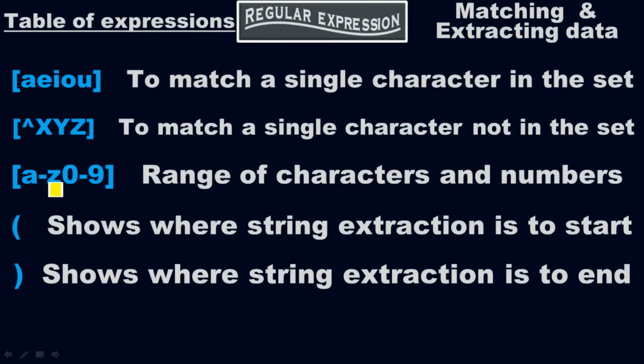But what about A up to Z and then 0 up to 9? This is the range of characters and the range of numbers. From a to z is the range of characters in lowercase, and from 0 up to 9 is the range of the integers, like 0, 1, 2, 3, 4, 5, 6, 7, 8, 9. This small a up to small z will match only the characters in lowercase, not in uppercase. For uppercase, you have to put capital A up to capital Z.